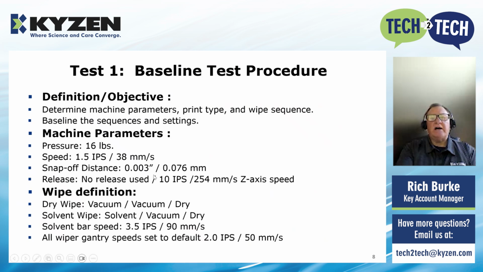Again, I won't go through everything on this slide. Make note that the speed of the print process in this case was 1.5 inches per second, because that will change as we go forward, so I want to highlight that. Next, just to look at the wipe definitions as we define these. First we have a dry wipe, which consists of a vacuum and a dry. The solvent wipe consists of a solvent, vac, dry sequence. The solvent bar speed used here by default was 3.5 inches per second, and the gantry speed used is 2.0 inches per second.